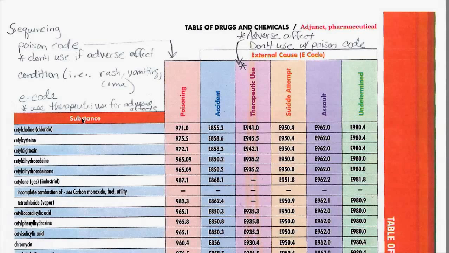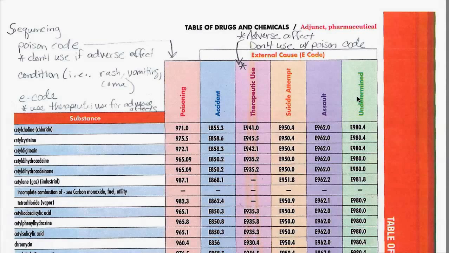And what you'll see on the left-hand side is a column with all the substances that we have poisoning codes for. And then in the last 5 columns, we've got the external E-codes. And there's different ways these substances can get into the body and be considered a poison. It could be by accident. It could be therapeutic use, which I'll go over in more detail in a minute, suicide attempt, assault, or undetermined.